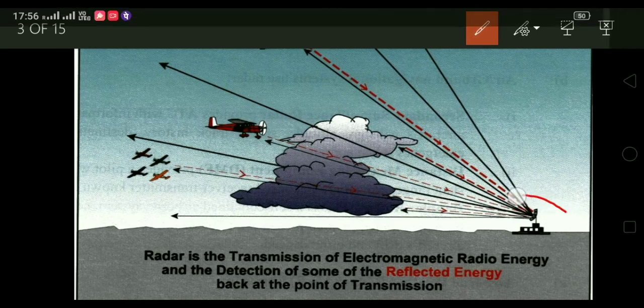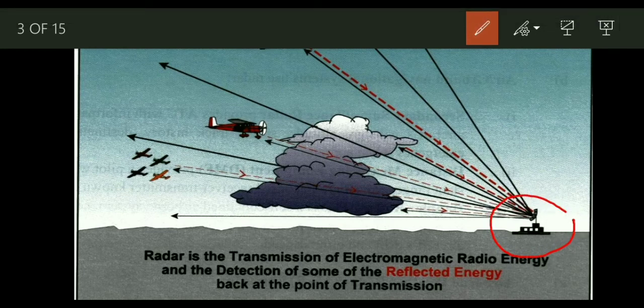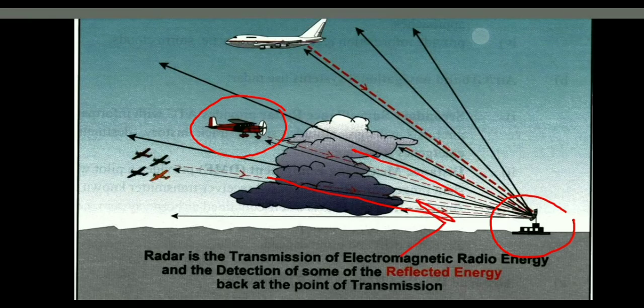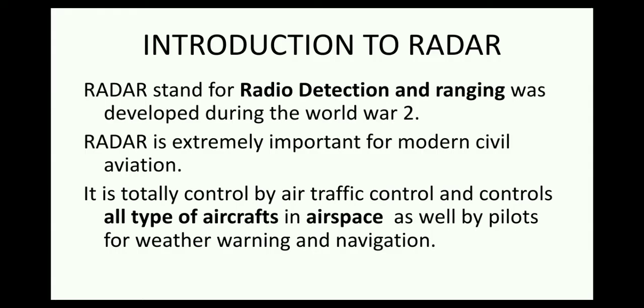And you can see in the picture, the ATC system is given. It is air traffic control, and this is an aircraft. It sends electromagnetic radio energy in the form of a signal, and it strikes an aircraft and reflects back to the ATC. So, what is the introduction to radar?